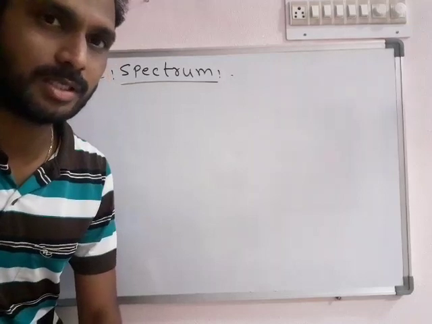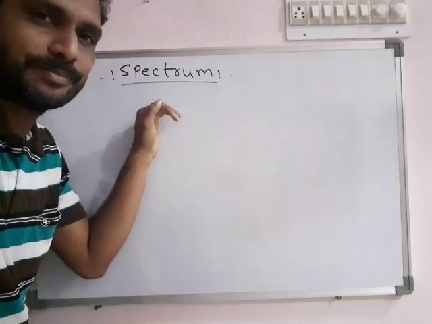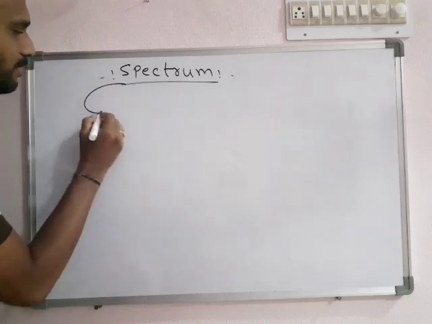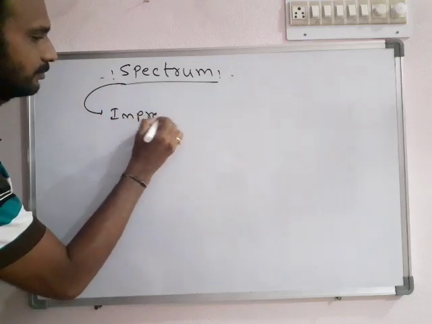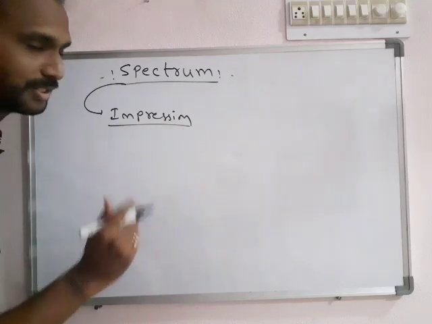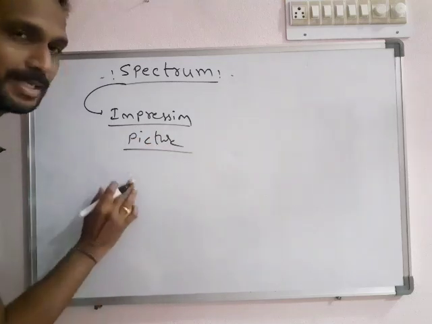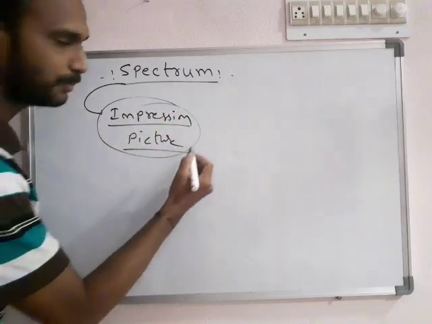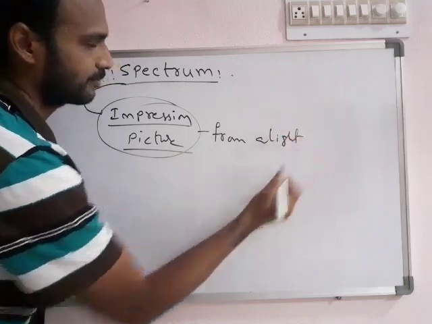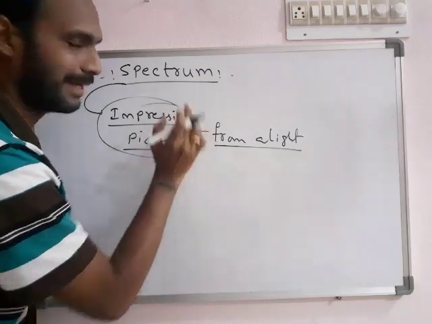So now we see about spectrum. What is meant by spectrum? Spectrum is a picture, an impression. Spectrum is an impression, nothing but a picture obtained from a light. That picture is called the spectrum.